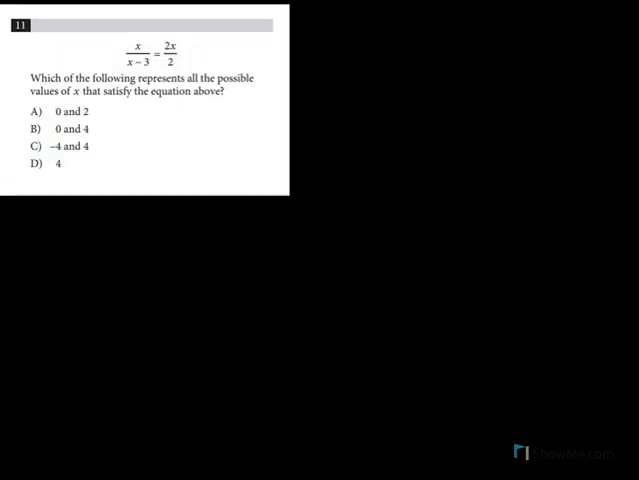Okay, so for our next problem we have, which of the following represents all the possible values of x that satisfy the equation above? And the equation above is x over x minus 3 equals 2x divided by 2. So our options are A, 0 and 2, B, 0 and 4, C, negative 4 and 4, and D, 4. So first of all, let's write out the equation.